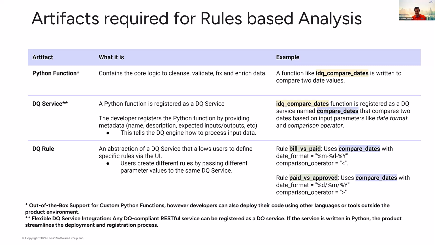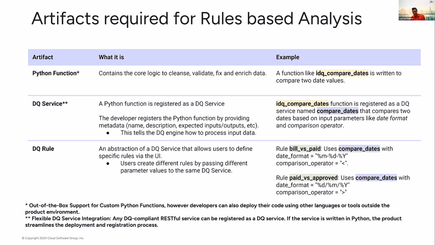Once you have registered the IDQ compare dates function, it becomes a service called compare dates. It's available in your registry of DQ services. And now you have made available a very flexible service that can be used by a lot of business users to create their DQ rules. In this example, I've written a code called IDQ compare dates. What it does is take two dates and compare the date value 1 against date value 2 using a comparison operator and provide the results.